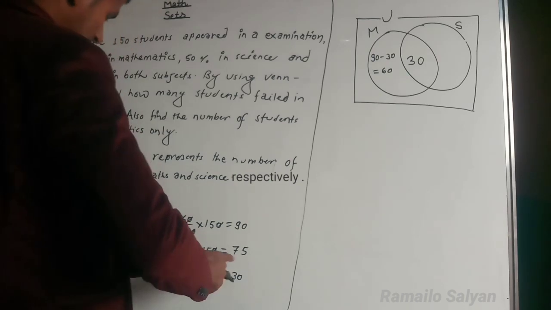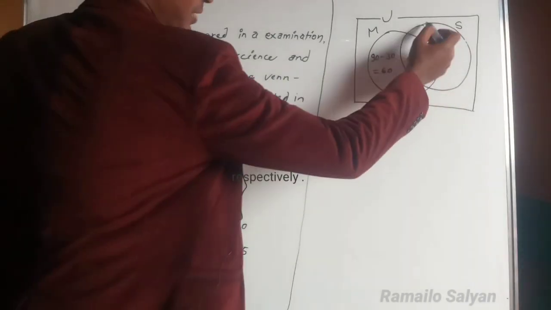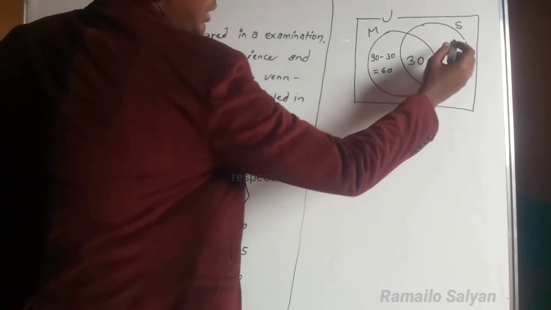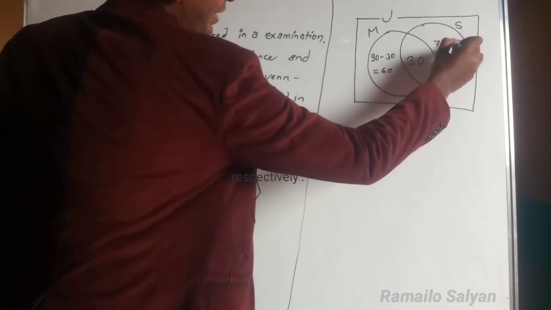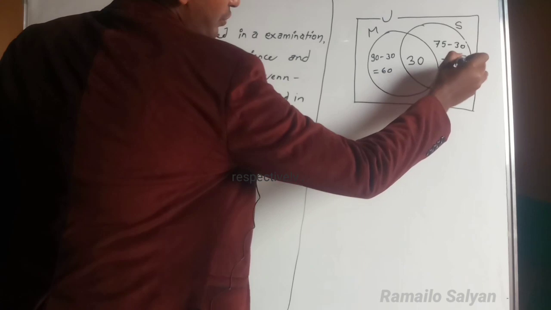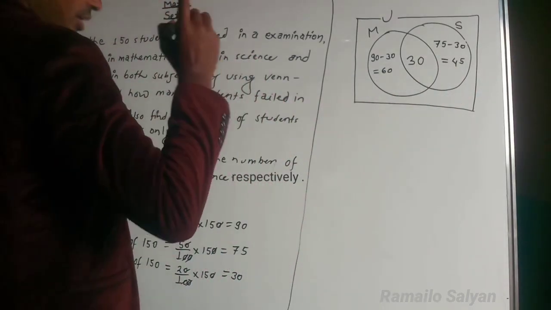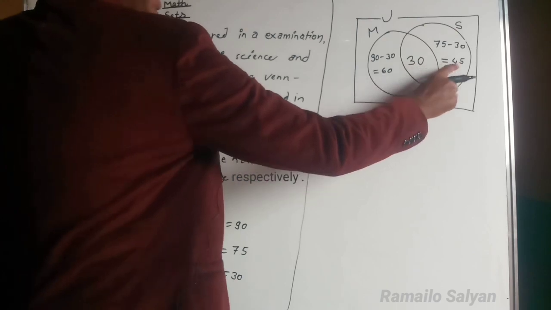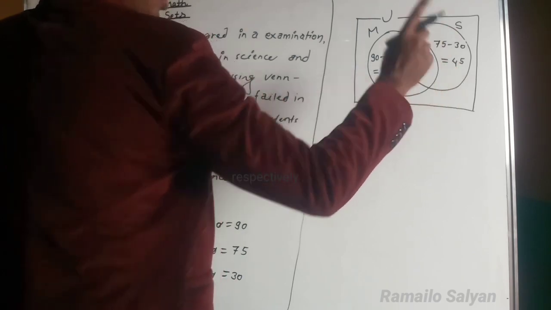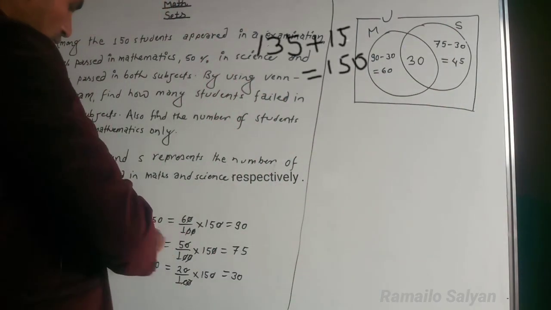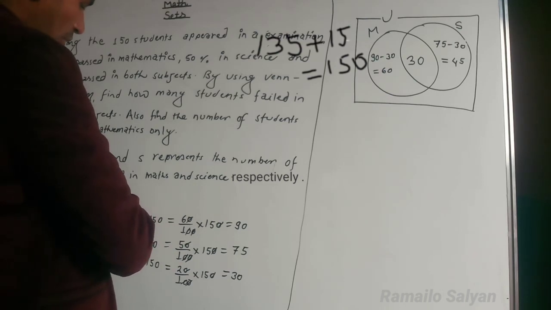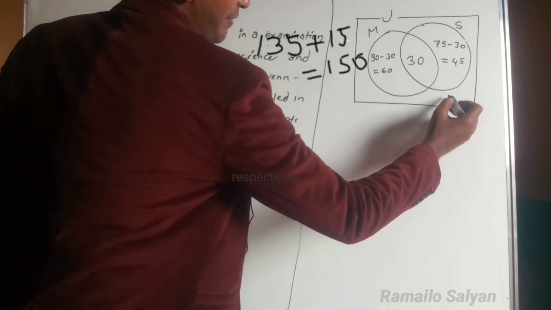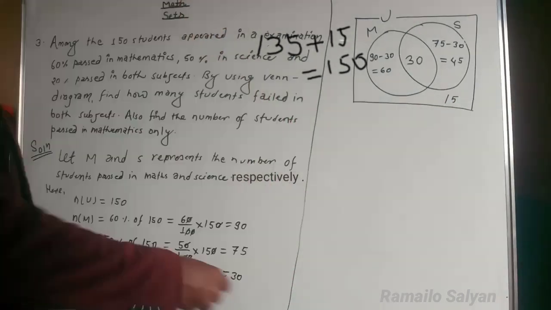Okay, next one. The total cardinality of S is 75. Cardinality of S, this one, 75. The intersection is 30, which means the only region is 75 minus 30, which is 45. Now 60 plus 30, 90. 90 plus 45, 135. The total cardinality of U is 150, which means 150 minus 135, this is 15.